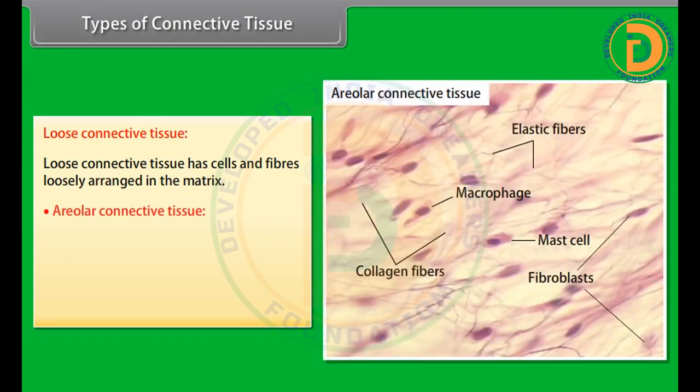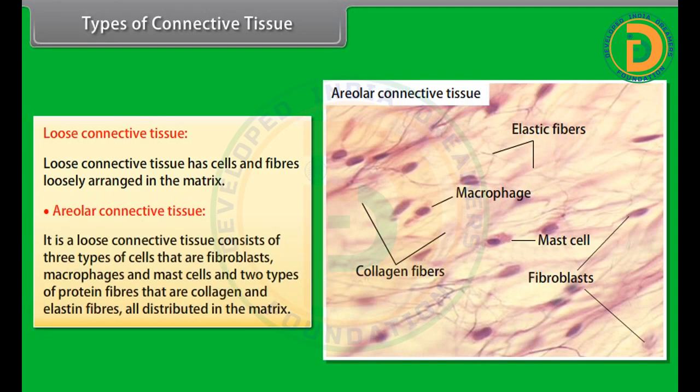Areolar connective tissue. It is a loose connective tissue, consists of three types of cells, that are fibroblasts, macrophages, and mast cells, and two types of protein fibers, that are collagen and elastin fibers, all distributed in the matrix.